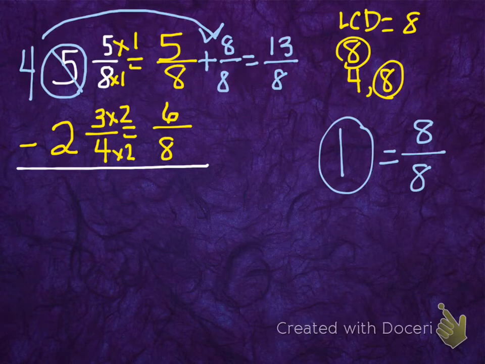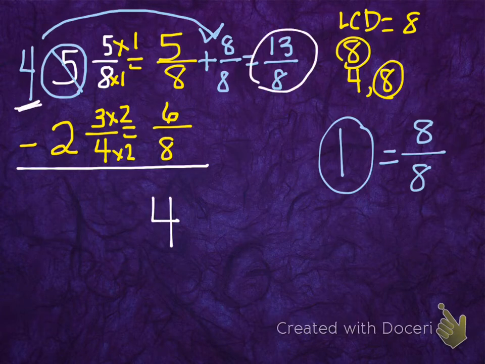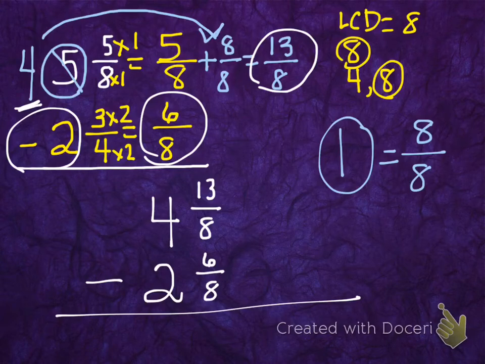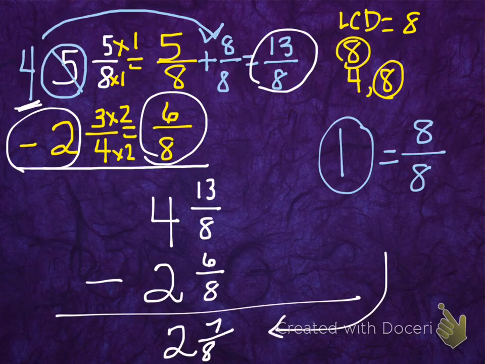Now, this problem got a little messy, so I'm going to rewrite it. I still have to keep my 4, and this is the new fraction I'm using, 13/8, and I've got minus 2, and then this is the new part I'm using, 6/8. Now if you notice, my denominators are the same, so I now can subtract 13 minus 6. 13 minus 6 is 7/8. 4 minus 2 is 2. And that is how you solve that problem.